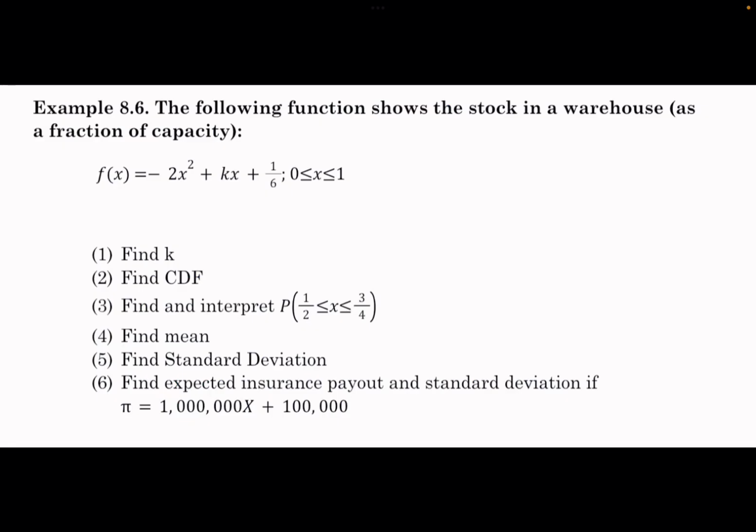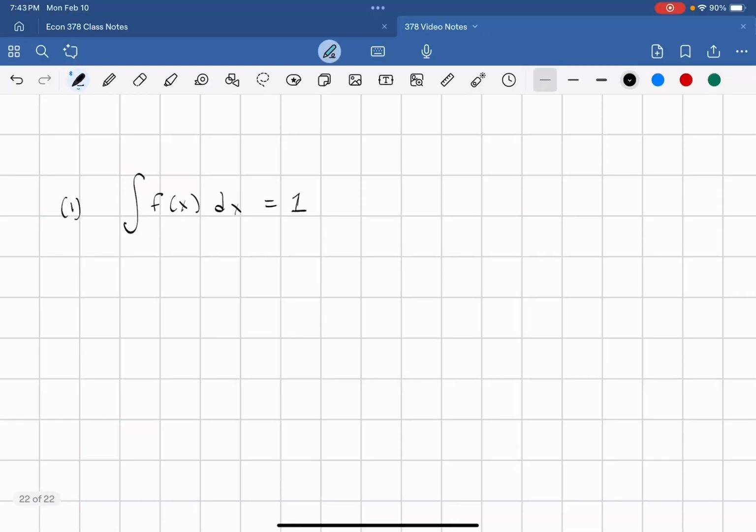So here's an example. We're given a PDF, and it gives us 6 different things that we can find from this PDF. So let's go ahead and get started with the very first one, and that is, let's find the constant k. So to find the constant k, the principle we're going to use is that the integral of the PDF over the range of x is equal to 1. So in this case, the integral of this function should integrate to 1. So let's go ahead and take the integral.